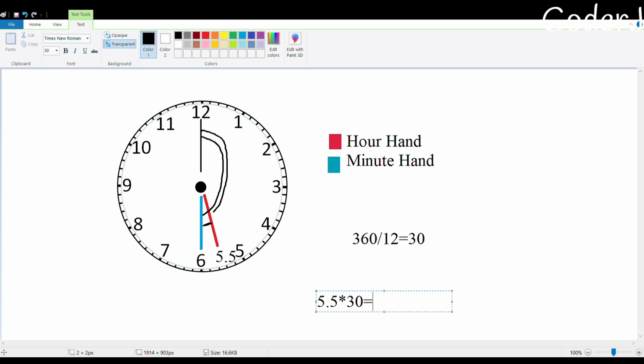5.5 into 30, right? It will give me 165. Now what about this 6? So 6 into 30, it will give me what? It will give me 180. And if I subtract them and take their absolute value, so it will give me 180 minus 165, that will be 15. And trust me, that was exactly our answer.